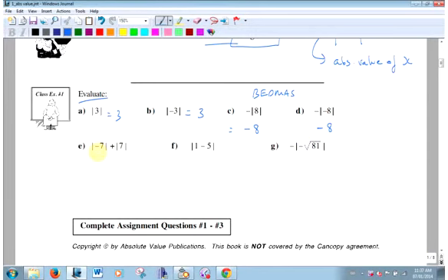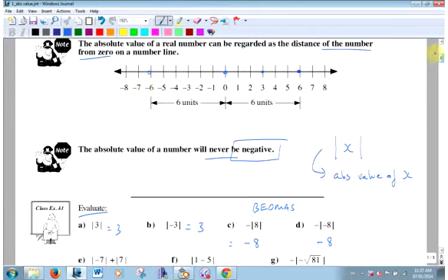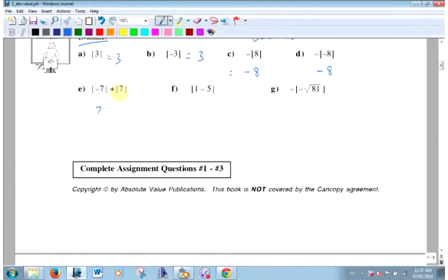How far is negative 7 away from 0? 7 units. How far is 7 away from 0? 7 units. What's 7 and 7? 14.